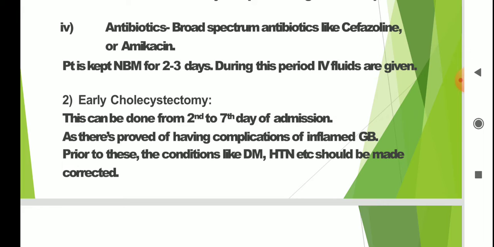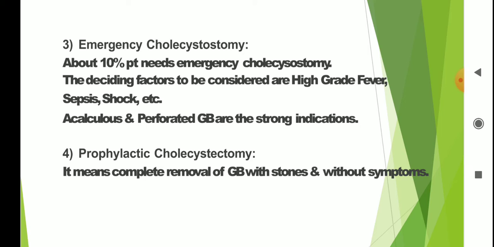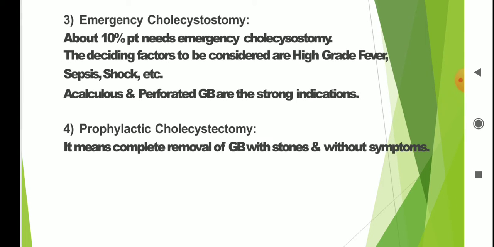There could be complications of an inflamed gallbladder, so prior to surgery the conditions are all checked or corrected. Emergency cholecystostomy: about 10% of patients need emergency cholecystostomy. The deciding factors to be considered are high-grade fever, sepsis, and shock. These are all seen in cases of a perforated gallbladder, wherein there is spillage of bile into the peritoneum, into the abdomen, leading to sepsis and shock. Acalculous and perforated gallbladder are strong indications.